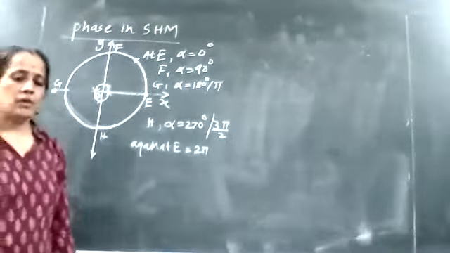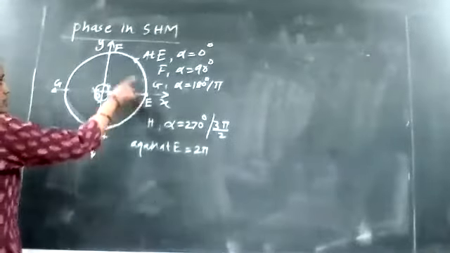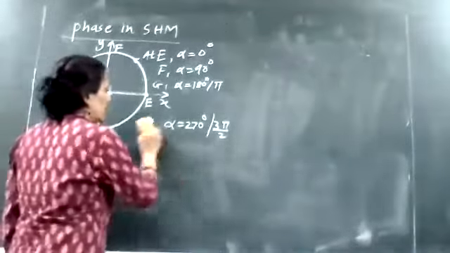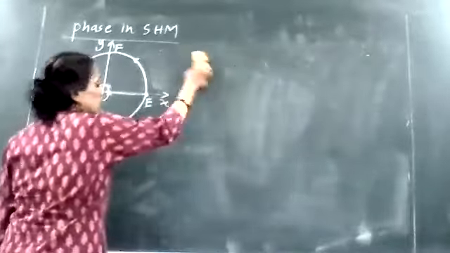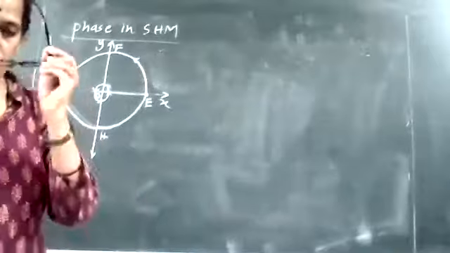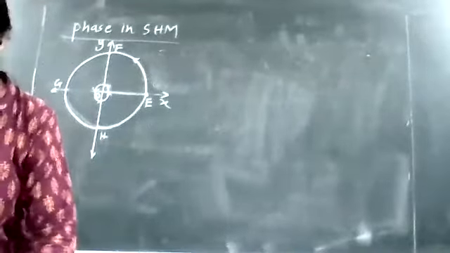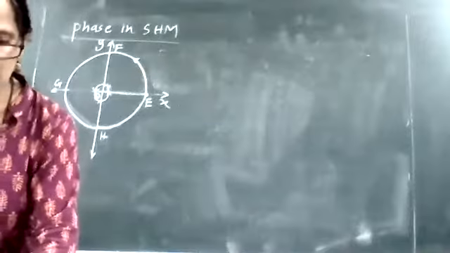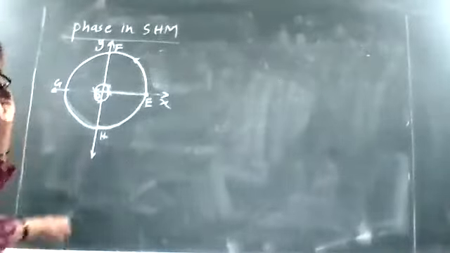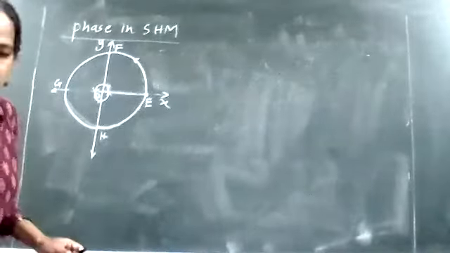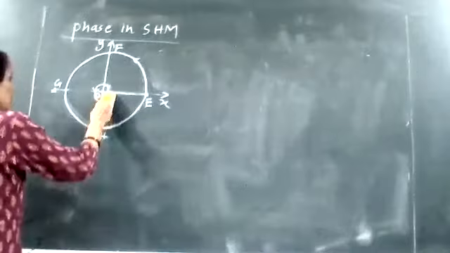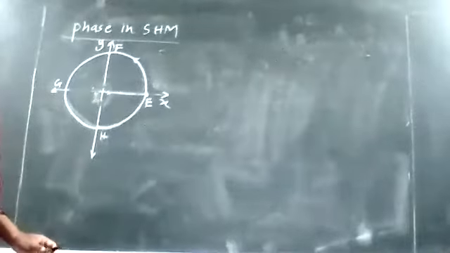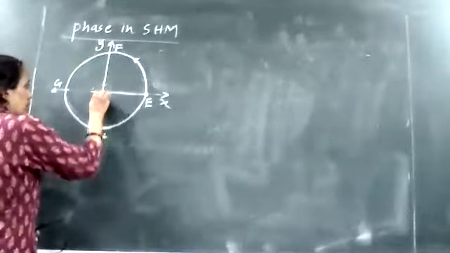Clear? Now, at this E, F, G and H, I have explained your complete phase angle. Now we can consider some special cases of this phase angle. Just concentrate on these special cases. The first is when your particle is at the mean position. Mean position means in the reference circle, your particle is at point O.